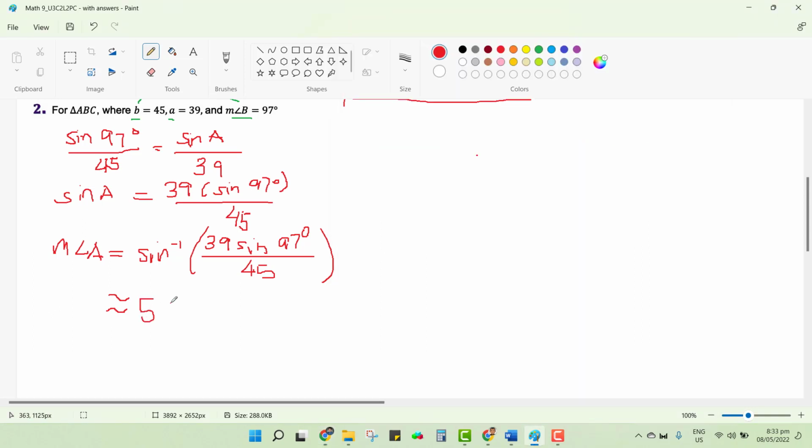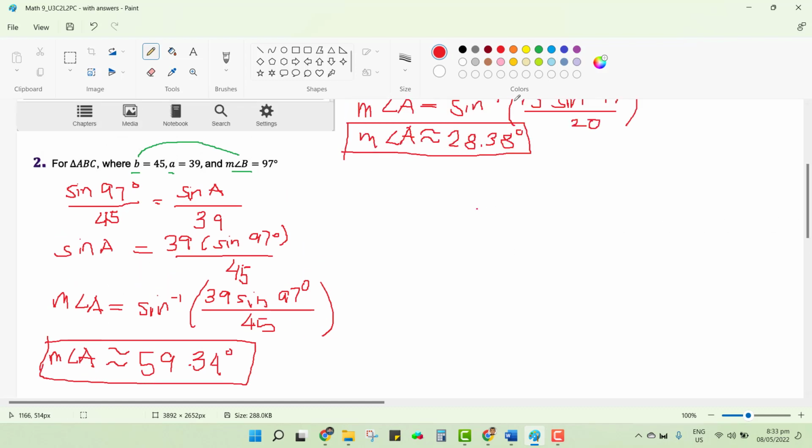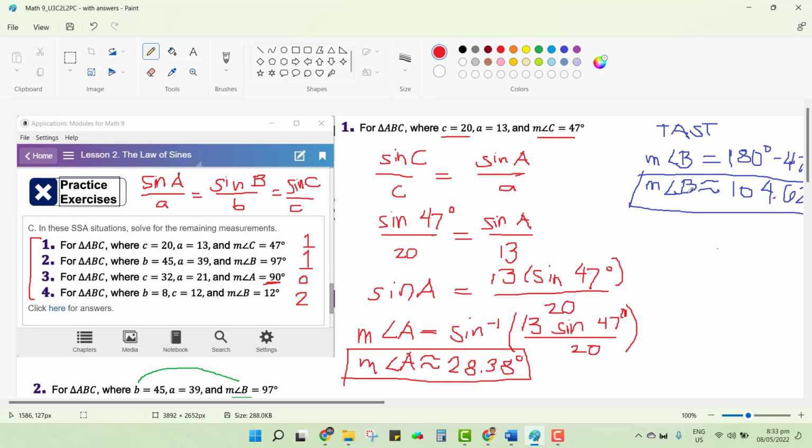So you have here 59.34 degrees. Let's check it again. That's correct. This is now the measurement of angle A for number 2. We could use this to get the remaining angle. In this case, it's angle C.